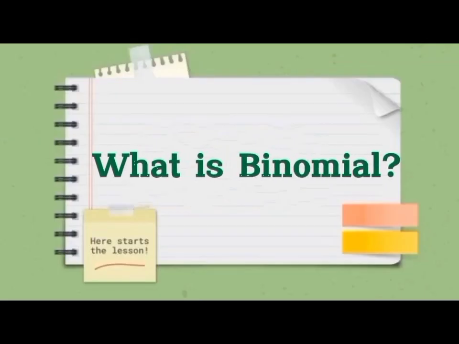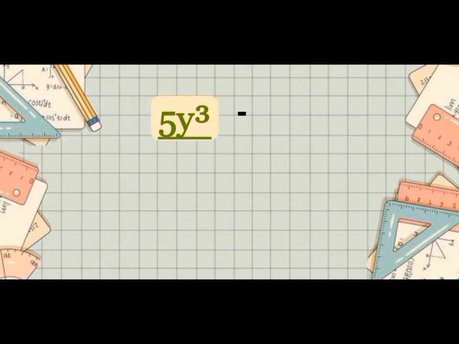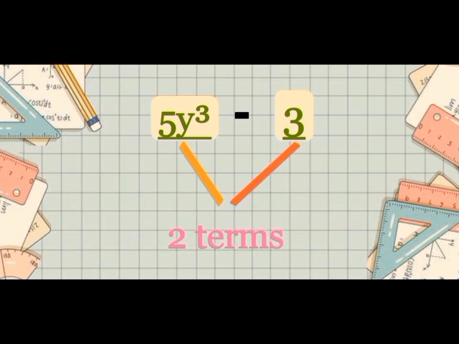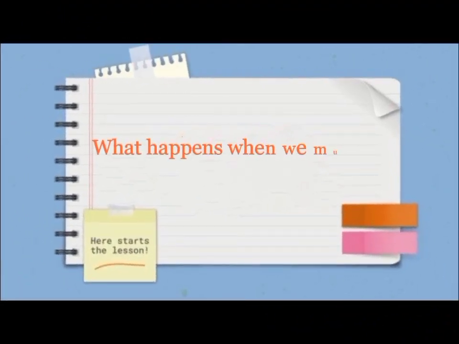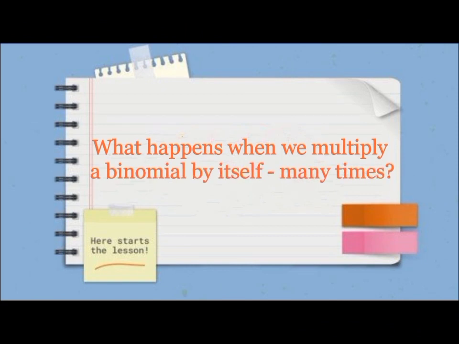What is a binomial? A binomial is a polynomial with two terms. For example, 5y cubed minus 3 is a binomial. What happens when we multiply a binomial by itself many times?